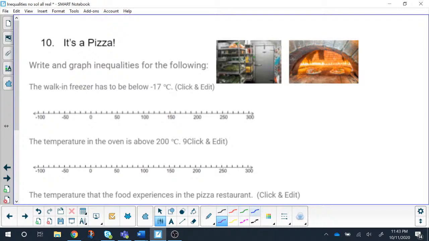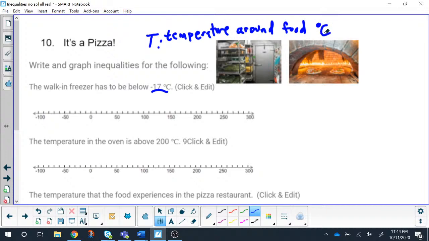So we got a little bit different situation here. I'm going to use blue for the walk-in freezer. Now when food is kept in a freezer, it has to be below a certain temperature. In this case, we're going to look at Celsius. So maybe I want to use T for the temperature, and what we're talking about is the temperature around the food, measured in degrees Celsius.